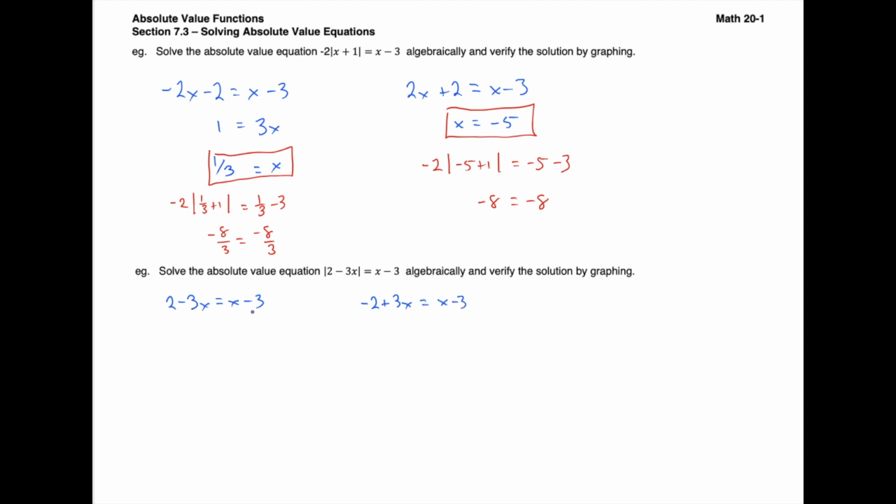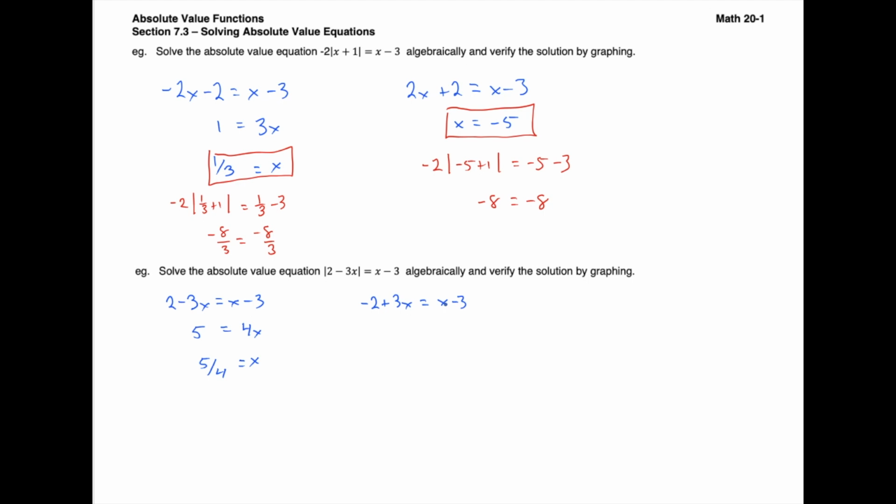So then I can move things over. I'll move the 3x to the other side. So I'll get x plus 3x, so that'll give me 4x on this side. And I'll move the 3 to the other side. That'll give me 3 plus 2, so 5. And so we see that one potential solution would be x equals 5 over 4.